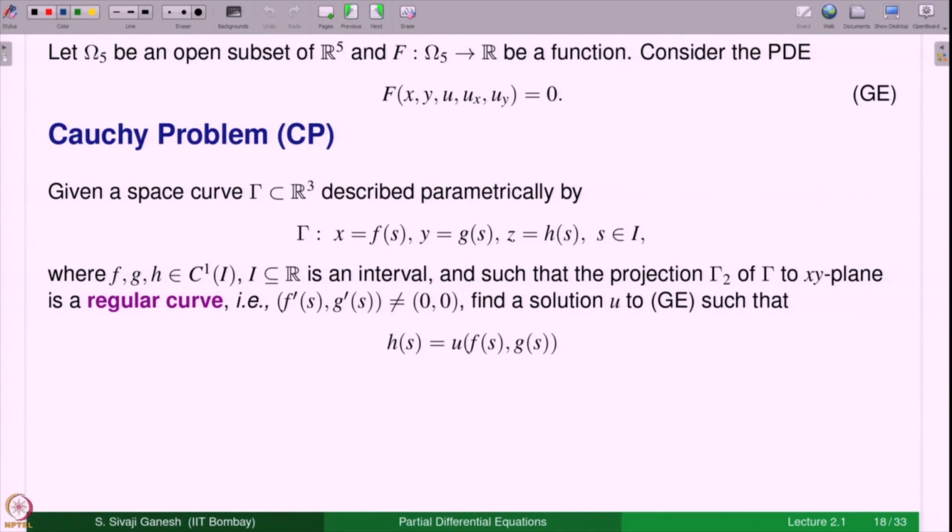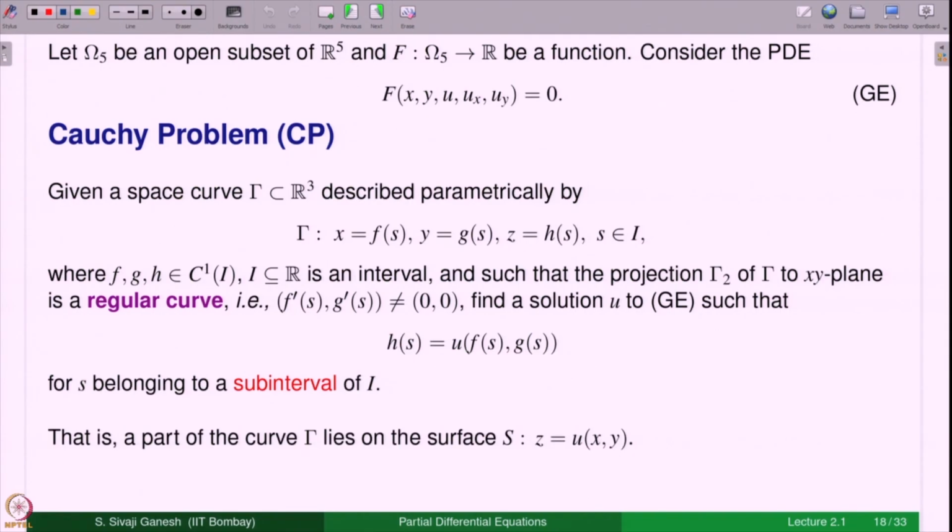And find a solution to the PDE such that u of f(s), g(s) equal to h(s) for s belonging to a subinterval of I. In other words, a part of gamma lies on this surface S. The surface is the set of all x, y, z such that z equal to u(x, y). On this surface, a part of the given curve gamma lies. Gamma coordinates are f(s), g(s) and h(s). So, the third coordinate h(s) must be equal to u of the first 2 coordinates f(s), g(s), that is the condition here. We are not requiring that this should happen for every s in I, we are only asking for s belonging to a subinterval of I. So, this can be thought of as a local solution.